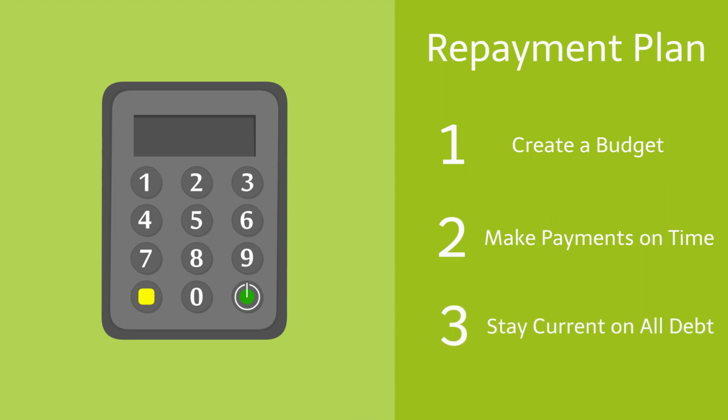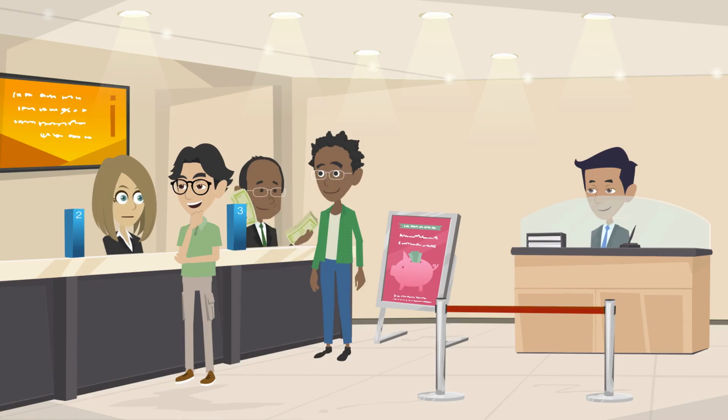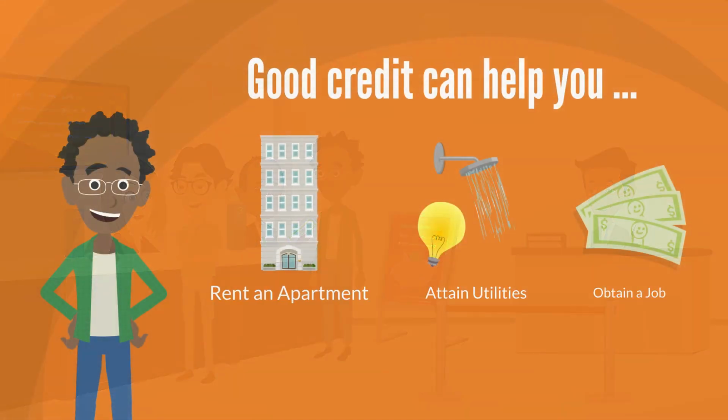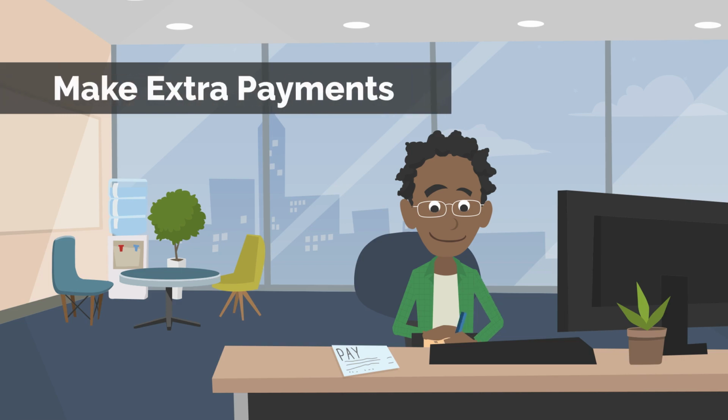As you make student loan payments on time each month, you are building a positive credit history. Good credit can open doors for borrowing money in the future, renting an apartment, attaining utilities, and in some cases, obtaining a job. If possible, make extra payments towards your debt.